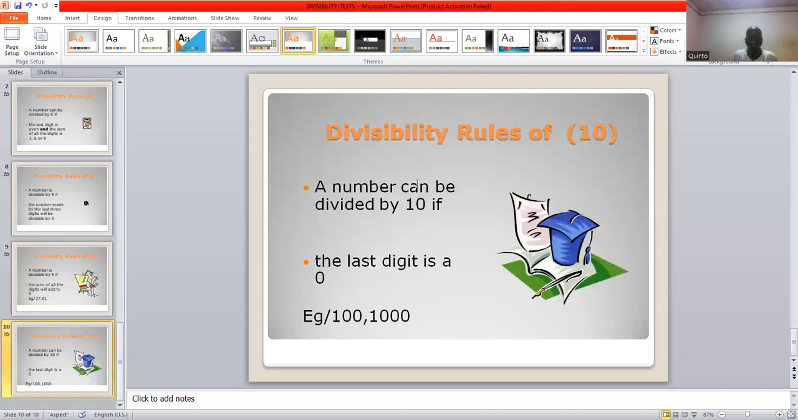Lastly, let's see the divisibility test of 10. A number can be divided by 10 if the last digit is 0. For example, 100, the last digit is 0. 1,000, the last digit is 0. That one is divisible by 10.